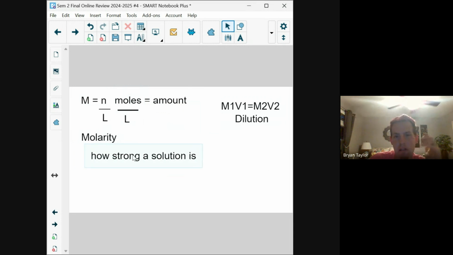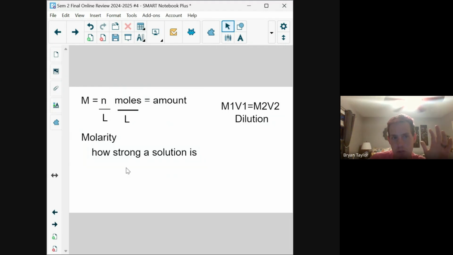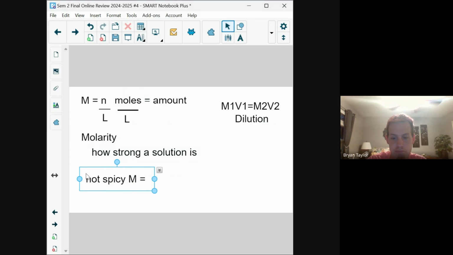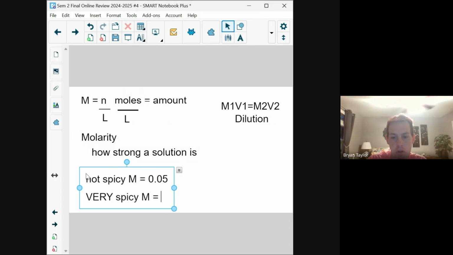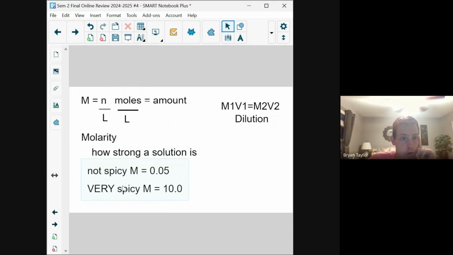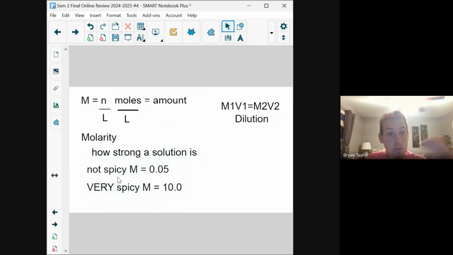And by strong, I mean the higher the concentration is, the more that chemical is present. So, for example, something like not spicy, right, might be like 0.05 molar, but something very spicy, molarity might equal 10. You know, something like that. So the bigger the number is, the stronger it is, which means there's more stuff in there. The bigger the top number is, the bigger the molarity is, and vice versa.